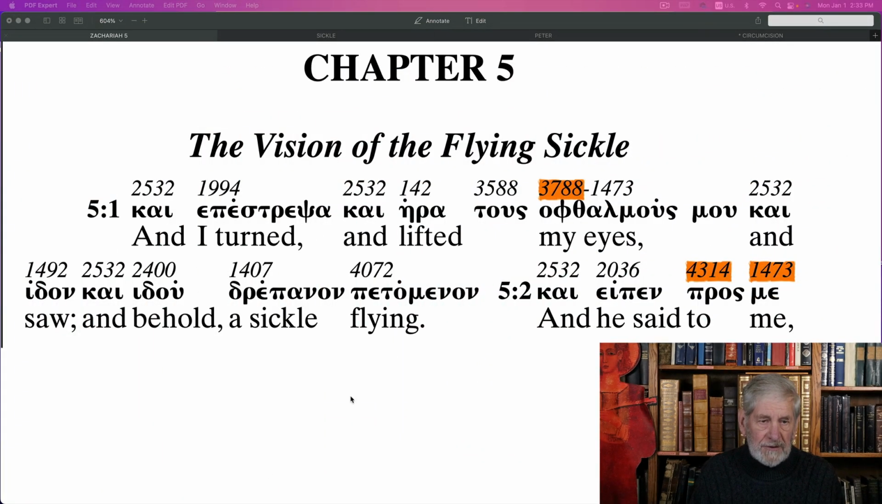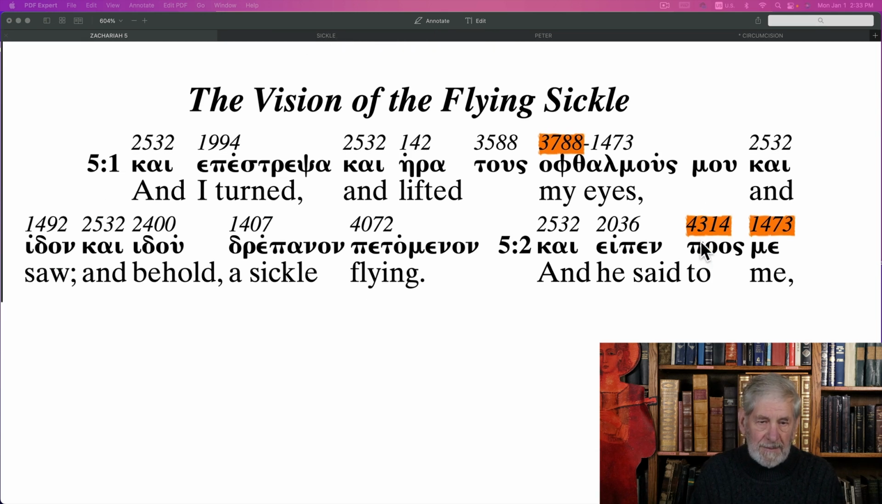Welcome to the 5th chapter of the Book of Zechariah, the vision of the flying sickle. It begins, "And I turned and lifted my eyes and saw, and behold, a flying sickle." A sickle was used to cut down wheat, different types of grains. They had a long handle and then a sharp blade of some sort. Whether this was like that exactly, it doesn't say, but it was to cut things down in harvesting.